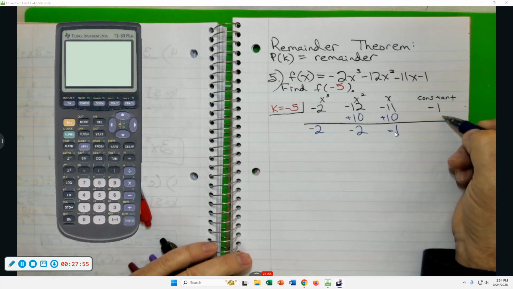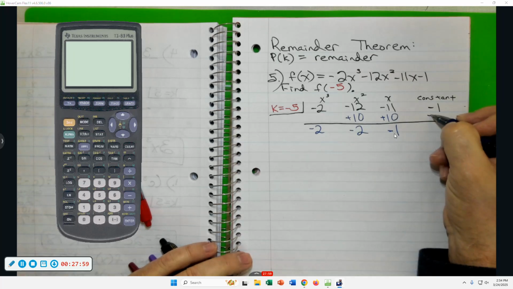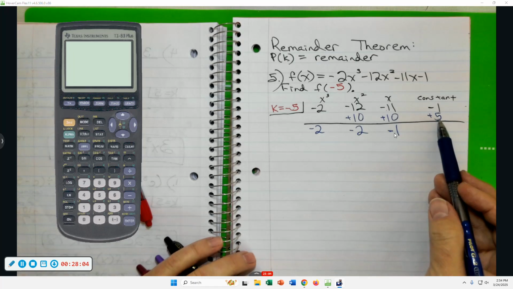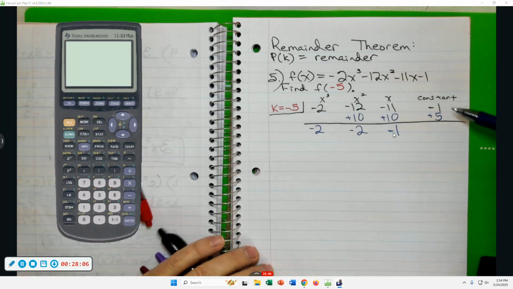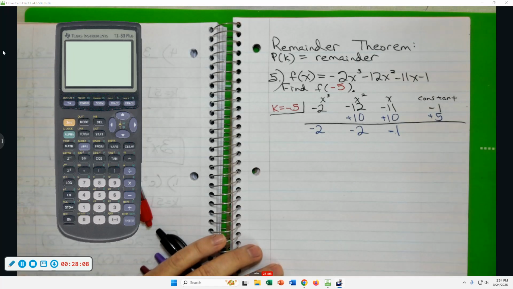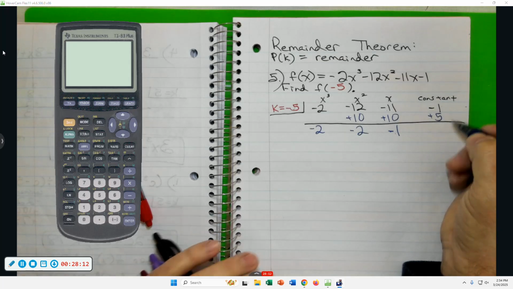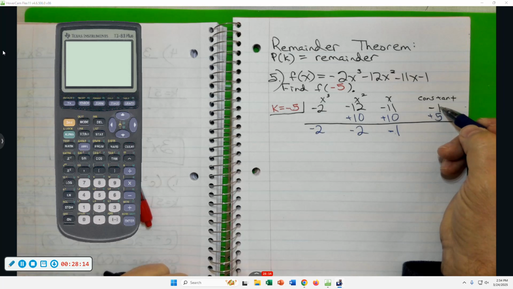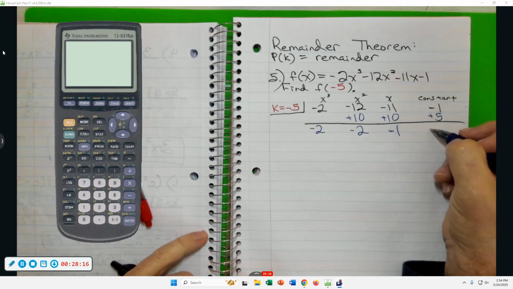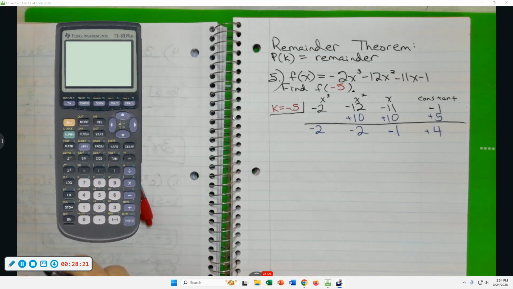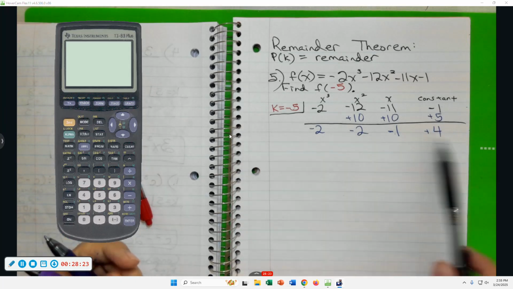Here, positive 5. You take the -1 times the -5 to give you a positive 5. And then -1 plus 5 gives me a... wait a minute, I think it's a positive 4. -1 plus 5 gives me a positive 4. One of these numbers is our answer. Which one?